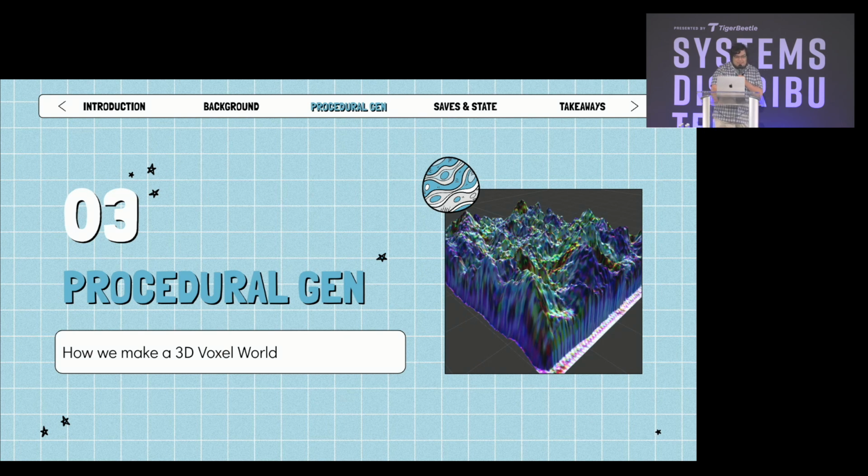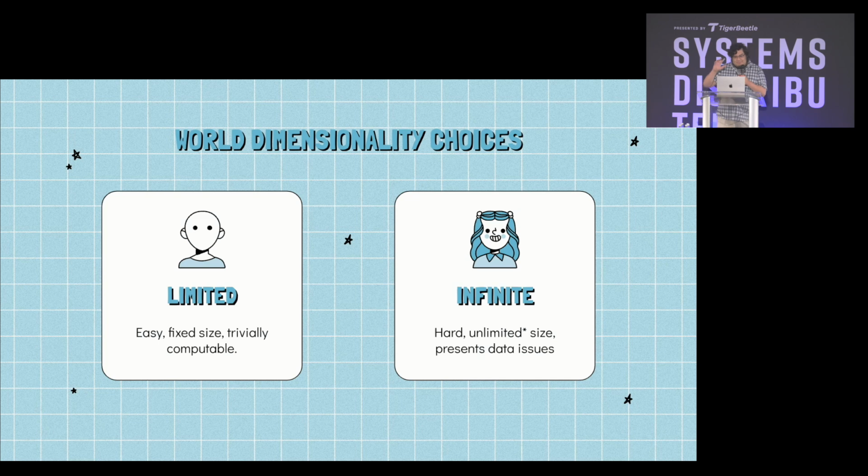So how do we actually make a 3D world? You have several choices about the dimensionality. It could be limited or infinite. If it's limited, it's usually a fixed size, and that's trivially computable and storable. However, the more interesting problem domain is in infinite worlds, which are hard. They have unlimited size, with an asterisk, and you have a lot of issues with storing that amount of data.